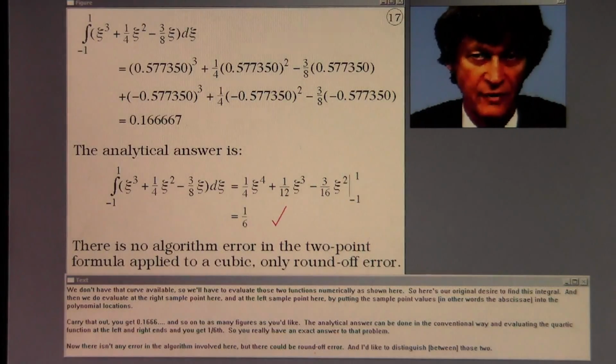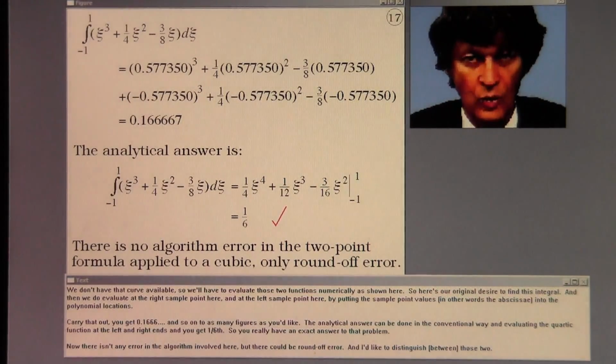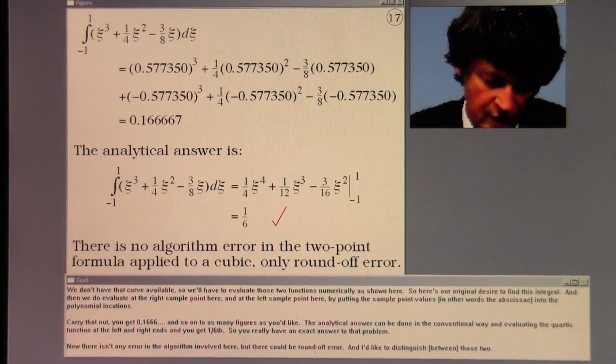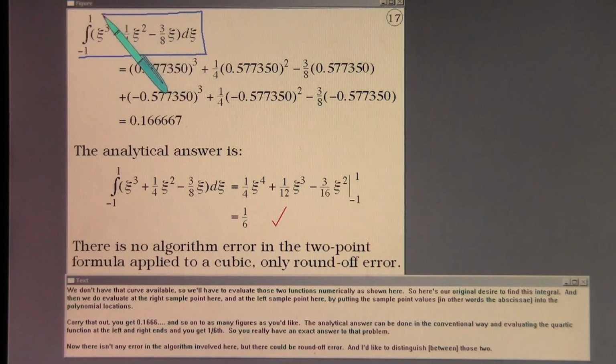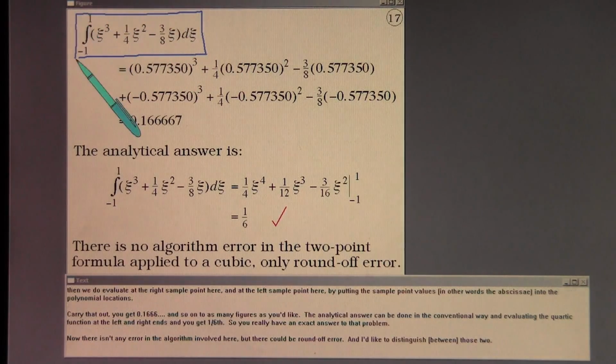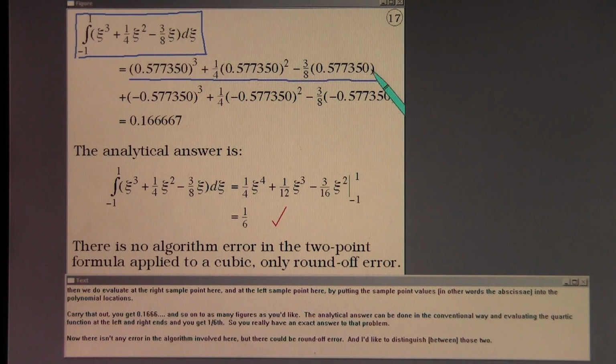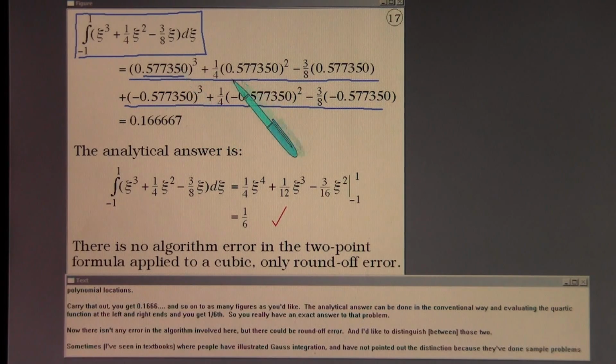We don't have that curve available, so we'll have to evaluate those two functions numerically as shown here. So here's our original desire to find this integral. And then we evaluate at the right sample point here and at the left sample point here by putting the sample point value, in other words the abscissa, into the polynomial locations. Carry that out and you get 0.16666 and so on to as many figures as you'd like.